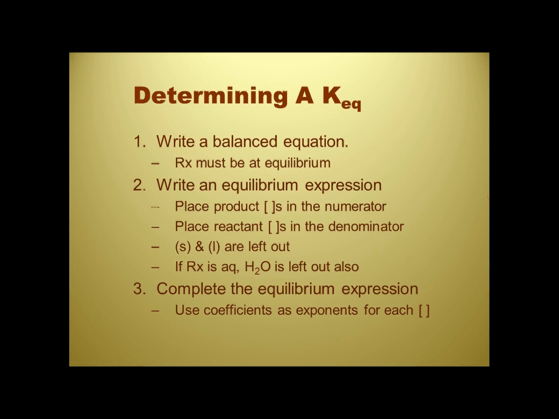But heterogeneous reactions are what we do 90% of the time, and you always leave solids and liquids out of heterogeneous reactions. The final step is that you have to use the coefficients as exponents for each of the concentrations. What does that mean? Well, that means that if we had this reaction, which is the production of water, one possible production of water anyhow, I'm going to call these all gases.